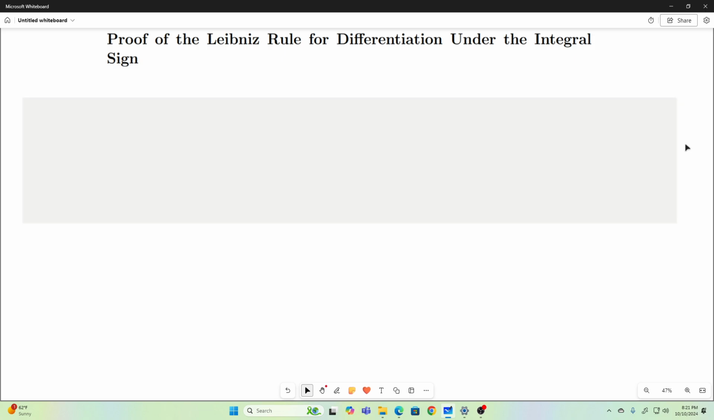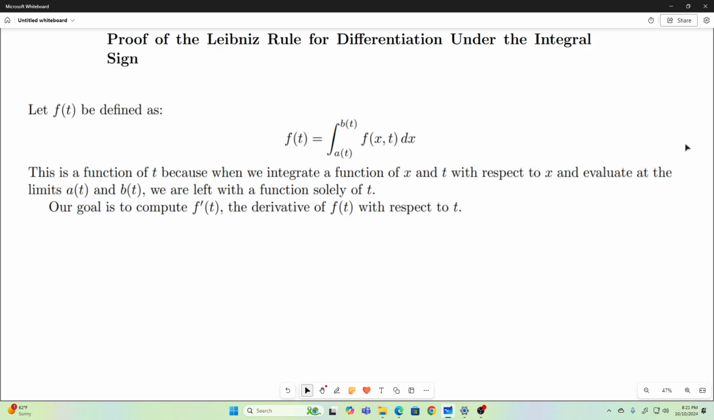Okay, so the first step is we're just going to define a function of t like this. And this is going to be a function of t because if you integrate a function of x and t with respect to x and then plug in functions of t for all your x values, you'll just get a function of t.